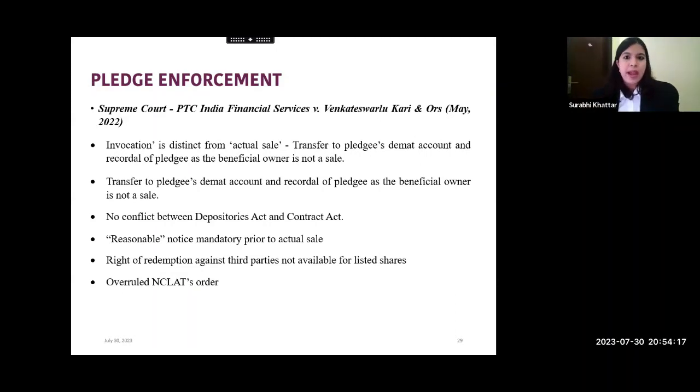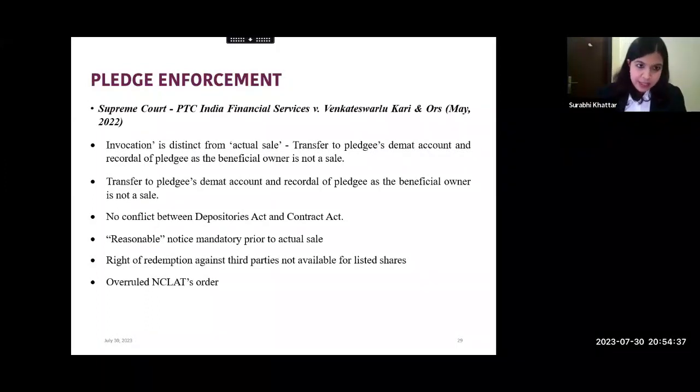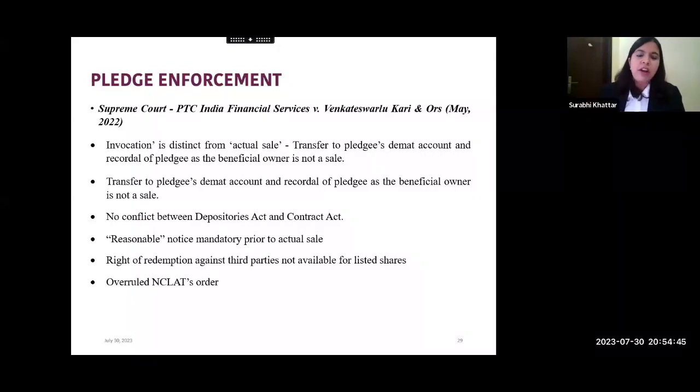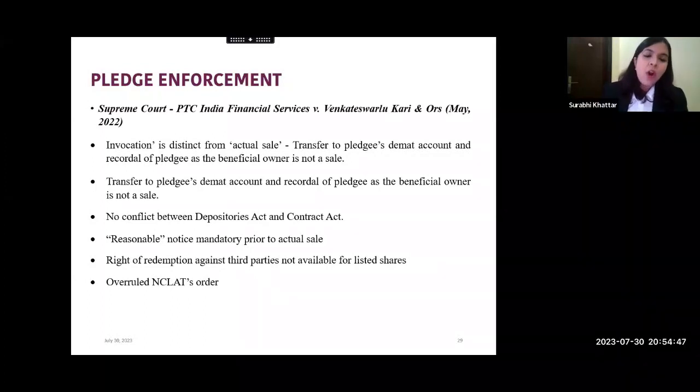So there are several High Court judgments that conflict on this. However, the Supreme Court in the PTC judgment has settled the position, and the Supreme Court has said that only a change in name in the records of the depository and the change of beneficial owner would not amount to recovery of any money by the lender, and therefore the change in ownership in the depository account is not equivalent to discharge of debt or sale of shares by the lender.